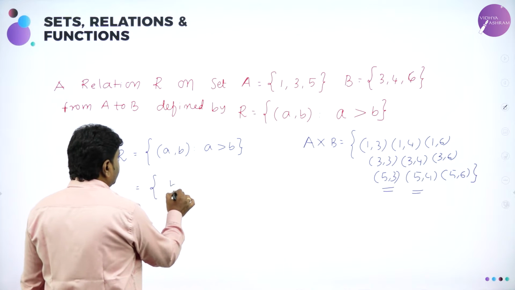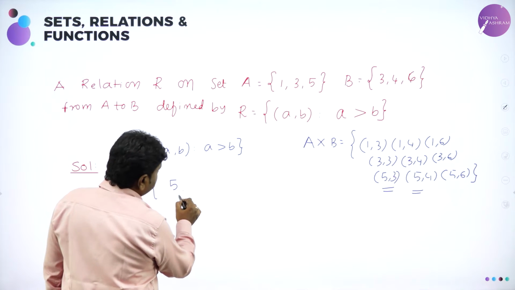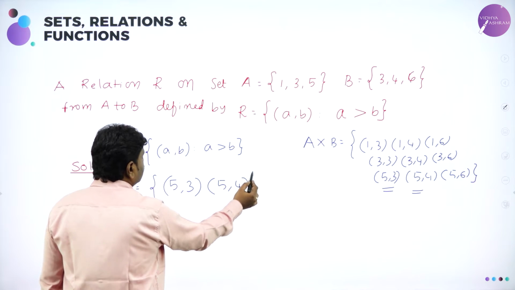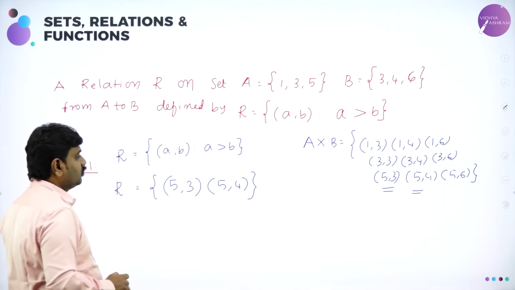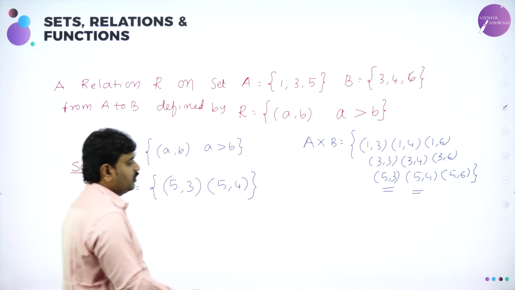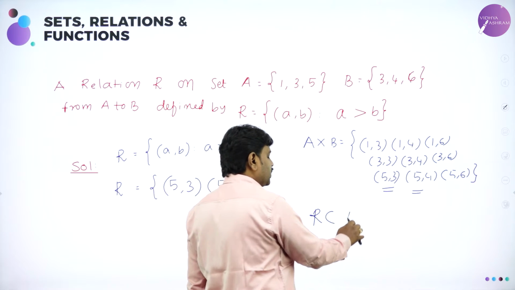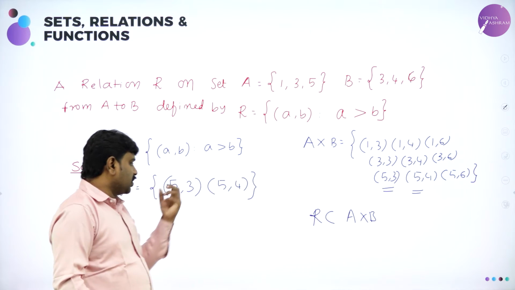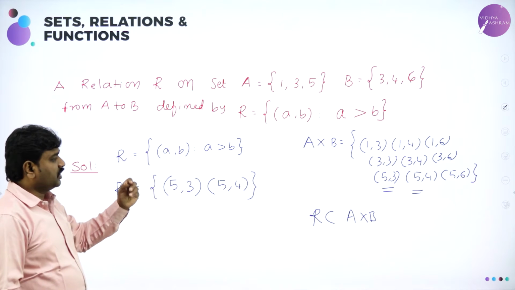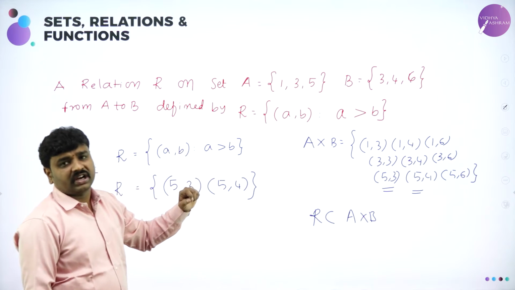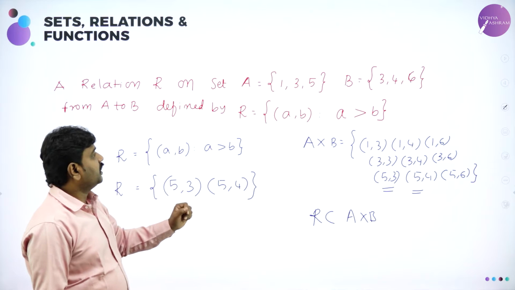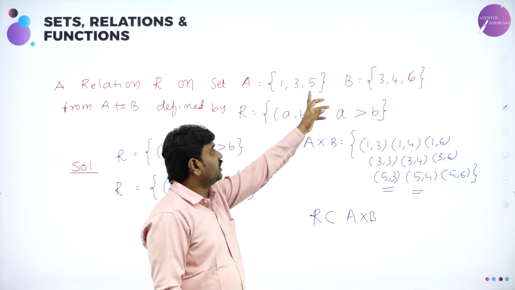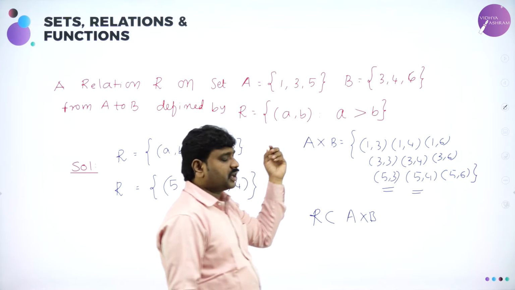So (5, 3) I can pick, (5, 4) I can get. So I wrote the relation. What are the things here? R is a subset of what? R is a proper subset of A cross B. Do you agree or not? So you can see R is a part; only a few elements of A cross B are present in it. Without writing A cross B, you can directly write R by picking the elements. 1 greater than 3 does not hold, so directly (5, 3), (5, 4) we can pick and write it.